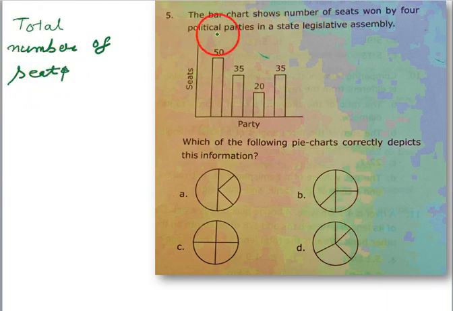The way to find the total number of seats is just taking the sum.